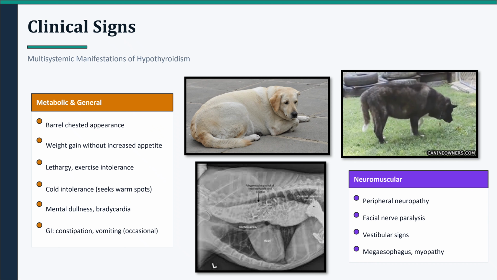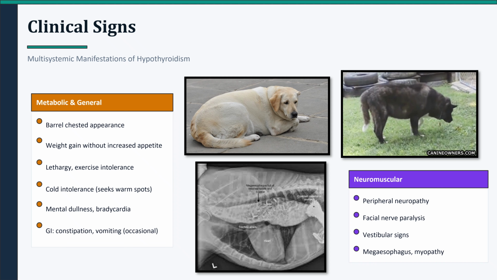Now we get to the heart of the clinical picture. What does a hypothyroid dog actually look like when it comes into your clinic? Let's start with the metabolic and general signs. Weight gain without any increase in appetite. The dog eats the same amount, but the metabolism has slowed down so dramatically that the calories aren't being burned.